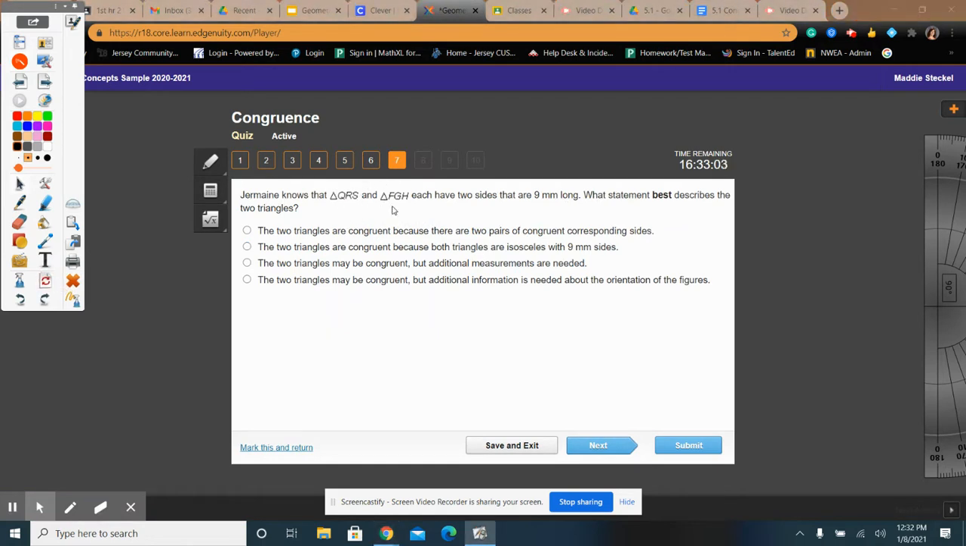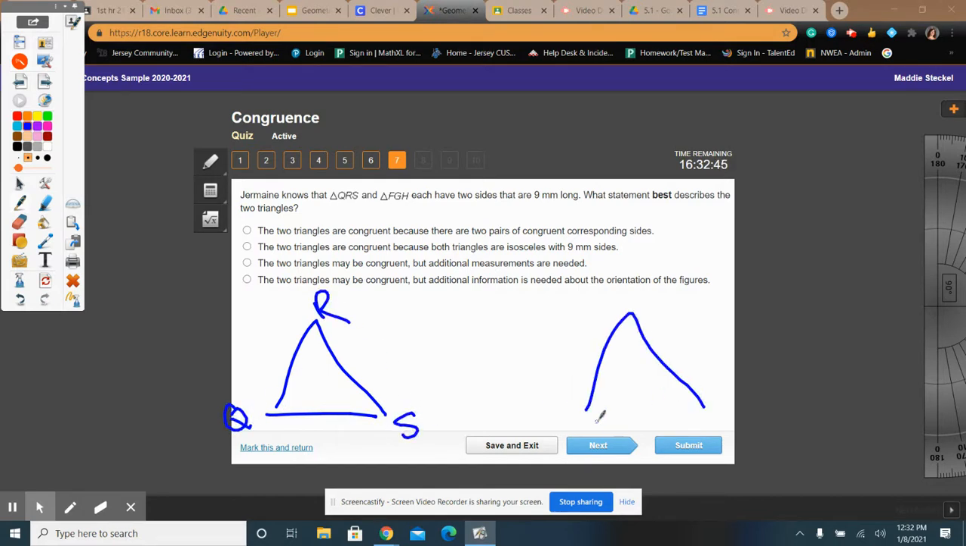Jermaine knows that QRS and FGH have two sides that are 9 millimeters long. What statement best describes the two triangles? Well, let's see. The two triangles are congruent because there are two pairs of congruent corresponding sides. No, we don't know. You have to know all three sides in order for you to say that they're congruent. It says he just knows that two of the sides are 9. They don't even know which ones.